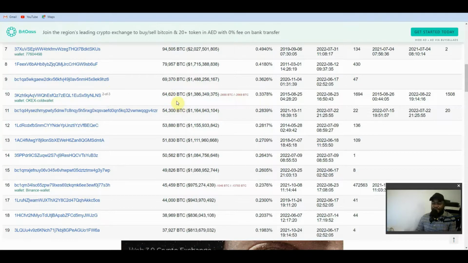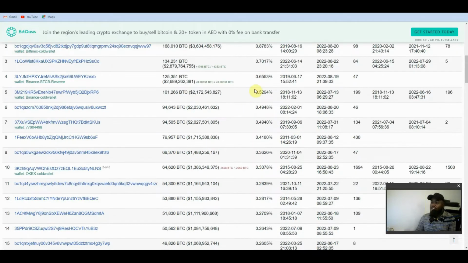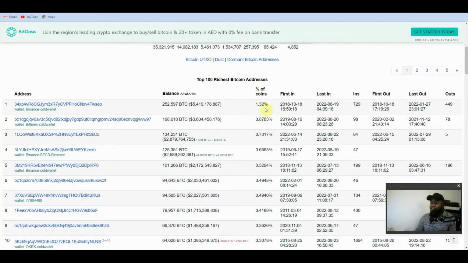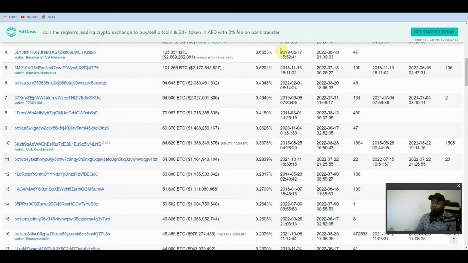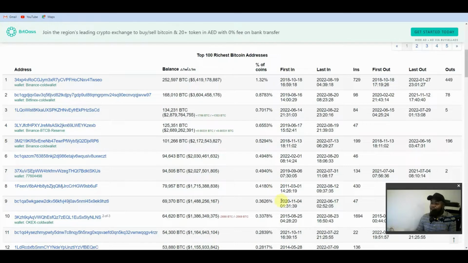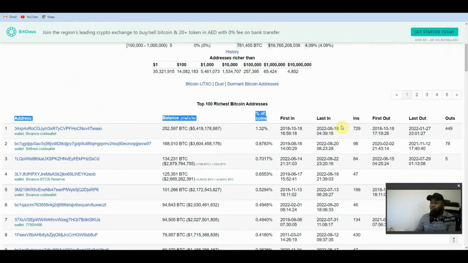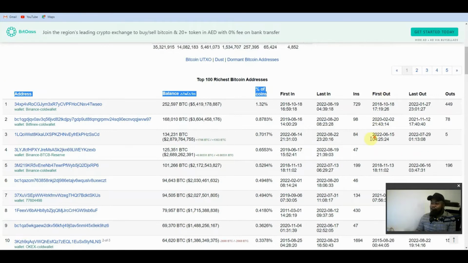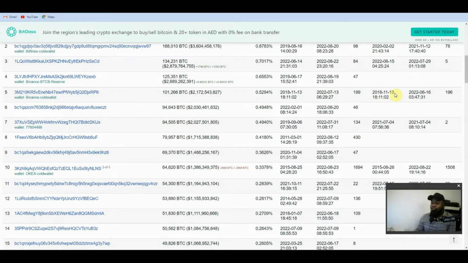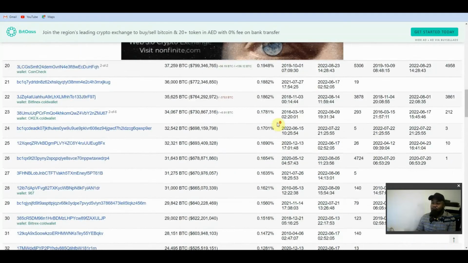How much Bitcoin do these people have? They had 64,000. So you can check here. From these lines is the quantity of Bitcoin they have. From this timeline, you can check the last time they bought in, and from here you can check the last time they sold out.